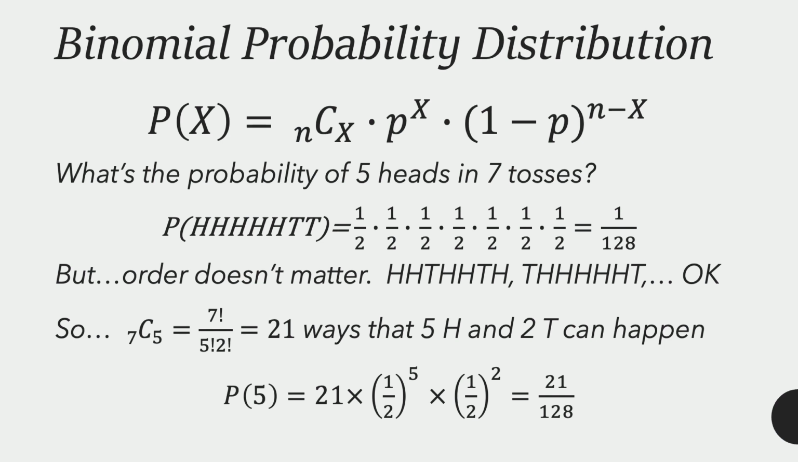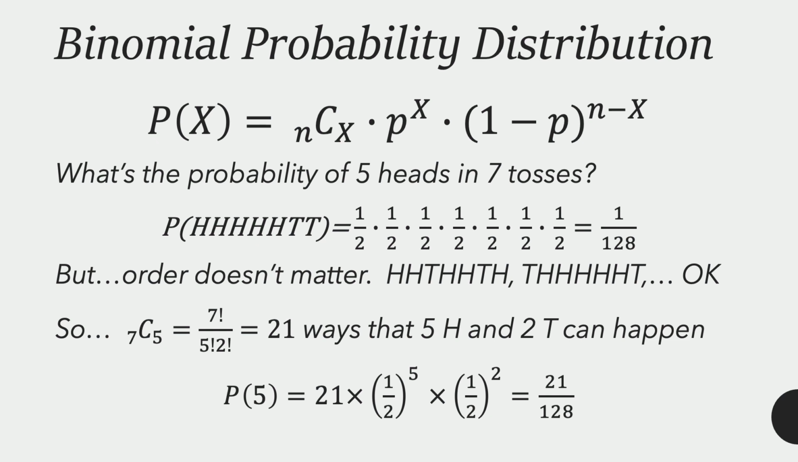Let's look at an example of how that works. What's the probability of getting 5 heads in 7 tosses? So the number of tosses is 7. The successes we want, our x, is going to be 5. So n is 7, x is 5. We're going to assume this is a fair coin, so the probability of a success is 1/2. And in this case, the probability of failure, or the probability of tails, is also 1/2.